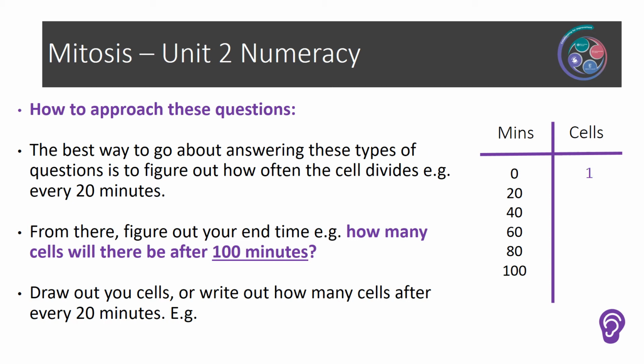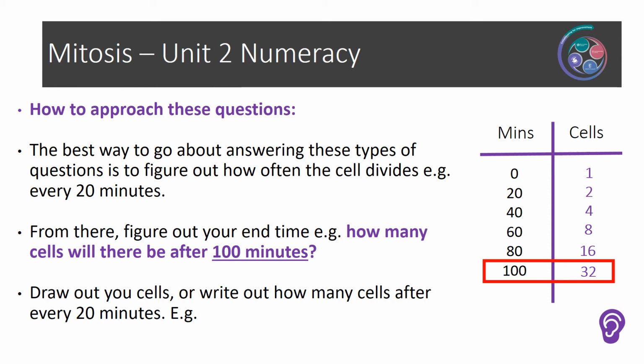I know that we always need to start off with one cell at 0 minutes, and I know that one cell divides into 2. So every 20 minutes a cell divides. So after 20 minutes, one cell would become 2 cells. After a further 20 minutes, these 2 cells would undergo division and become 4 cells. After another division, 8 cells. Again, there would be 16, and again there would be 32. Notice that we double the answers every time.